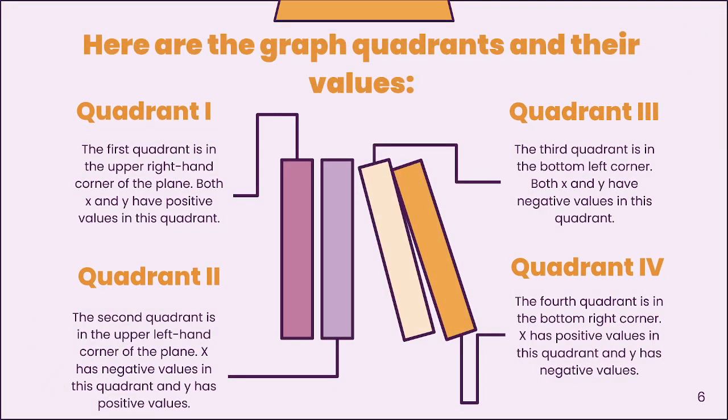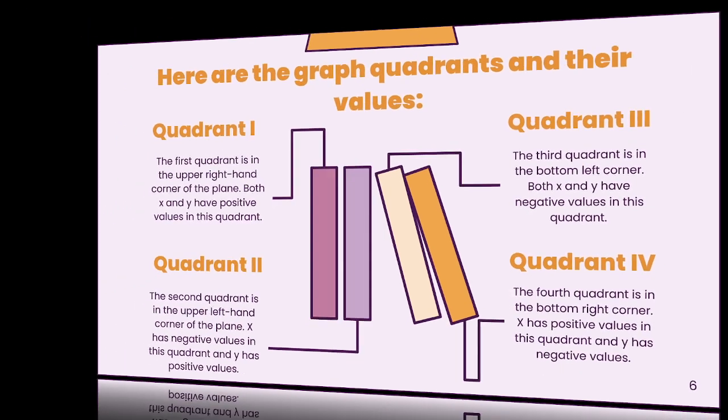So here are the graph quadrants and their values. Quadrant 1, the first quadrant, is in the upper right hand corner of the plane. Both x and y have positive values in this quadrant. Second, quadrant 2, the second quadrant is in the upper left hand corner of the plane. x has negative values in this quadrant and y has positive values. Third is quadrant 3. The third quadrant is in the bottom left corner. Both x and y have negative values in this quadrant. And lastly, we have quadrant 4. The fourth quadrant is in the bottom right corner. x has positive values in this quadrant and y has negative values.